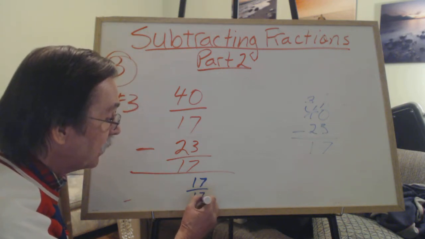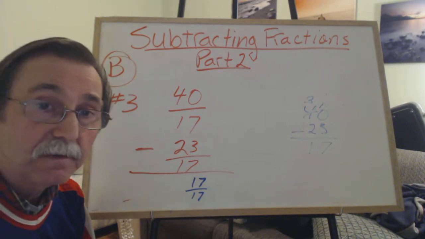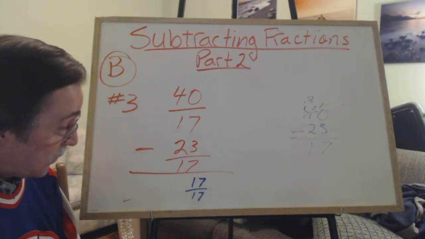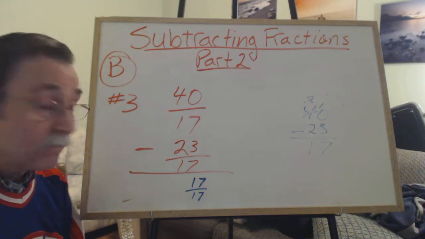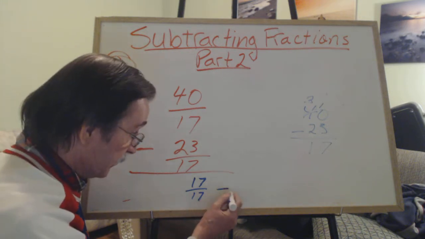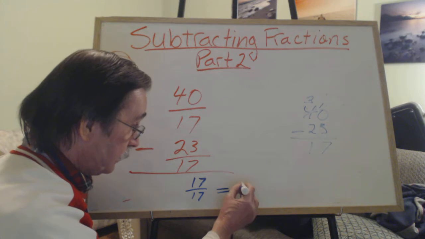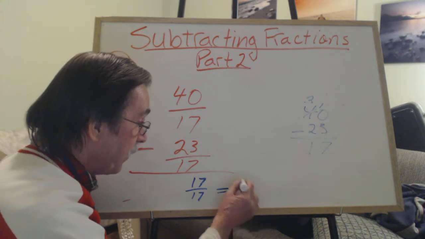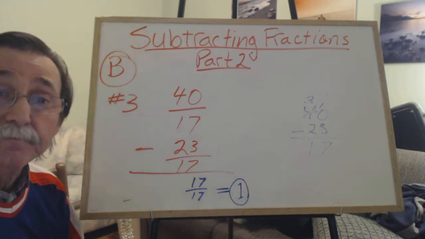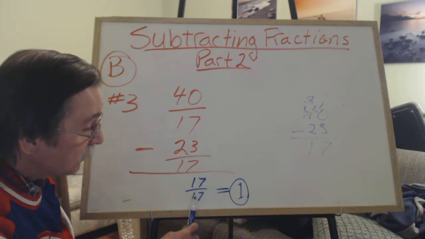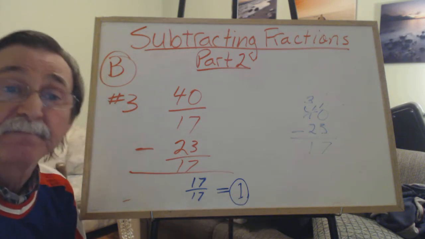Now, remember what I said first off in the last video? I said that anything over itself is equal to 1. So there we have it. That is the number 1. That is our answer. This is correct. That's best.